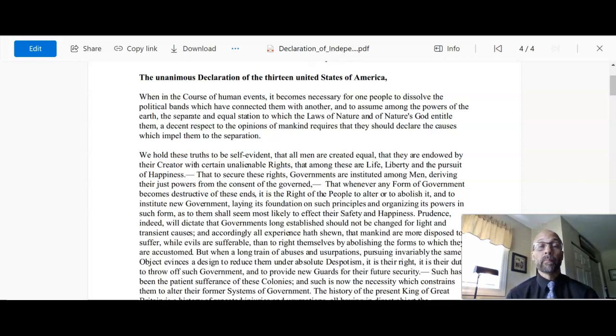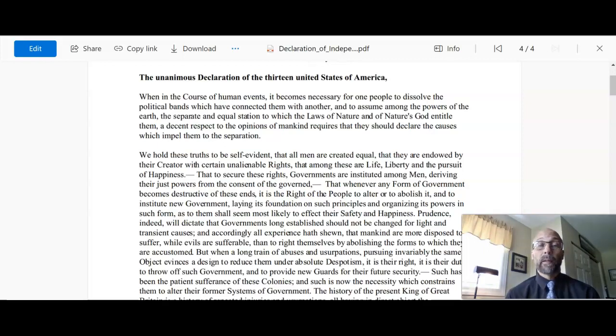Then it goes on to say that to secure these rights, governments are instituted among men, deriving their just powers from the consent of the governed. Now, in the PowerPoint slide, it said consent of the people. Right here, it says consent of the governed. And who are the governed? Well, you guys, the governed are the people, right? Very, very significant statement right there, you guys.